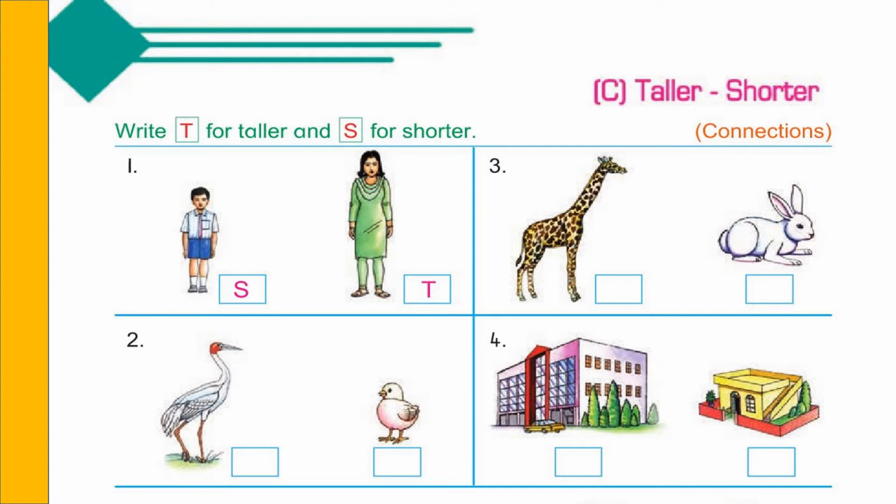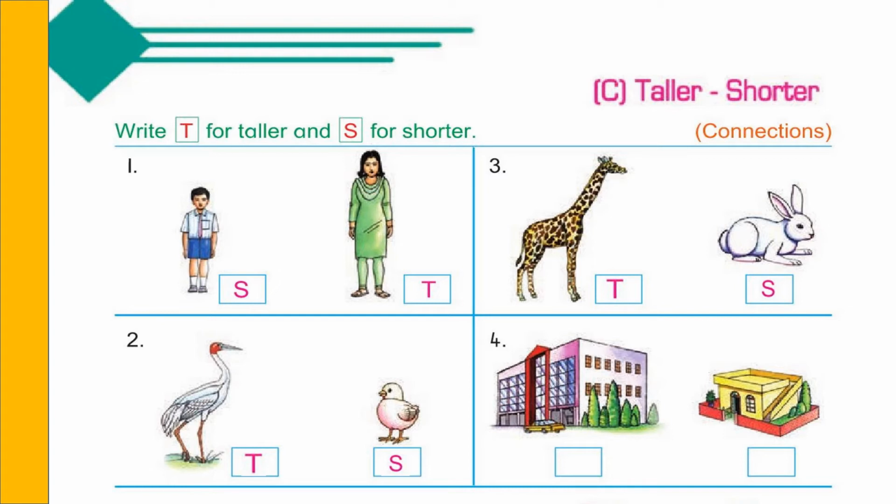Now going to the second question, I see a crane and a baby chick. Yes or no? So which one is taller? I find the crane is taller than the chick. So I give a T for crane and S for the chick. Now going to the third question, what do we see? A giraffe and a rabbit. Which one is taller? Rabbit? No. Giraffe is much taller than the rabbit. So I give a T for the giraffe and S for the rabbit.